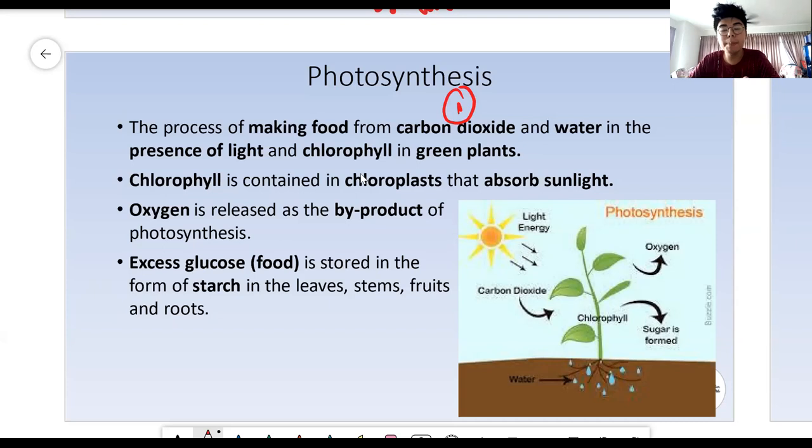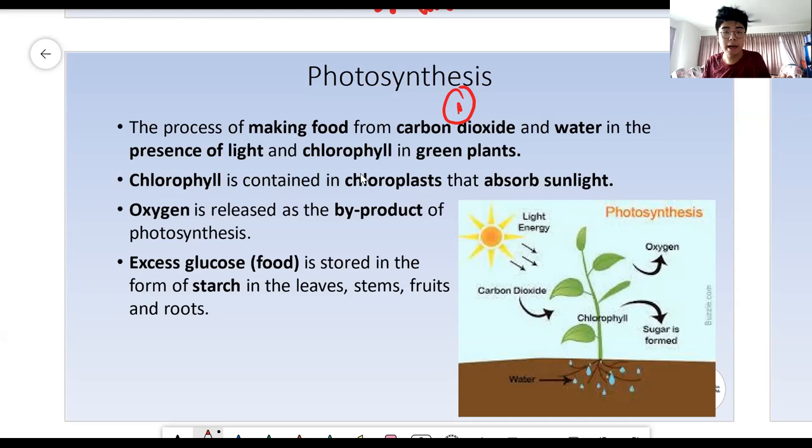Okay, in the presence of light, what light? Sunlight. Okay, that's why people say photosynthesis is only happening in the morning, only during the daytime, where the sunlight is shining. And the chlorophyll in the green plants, chlorophyll we know coming from the chloroplast. We studied this already earlier in the chapter. Chloroplast, inside there is chlorophyll. Chlorophyll where? Okay, just revise a little bit. At the epidermal layer, also got. At the palisade layer, also got. At the guard cell, stomata, also got.